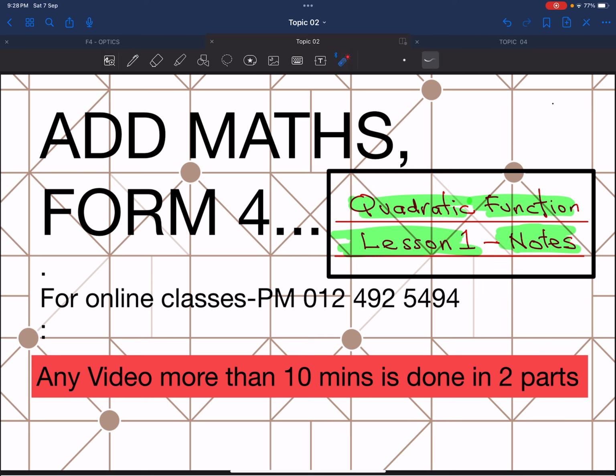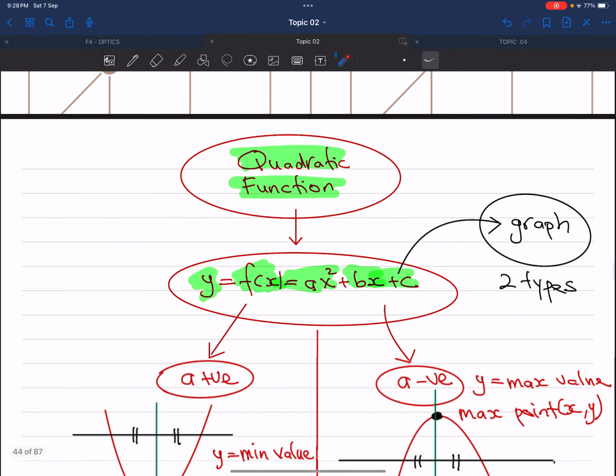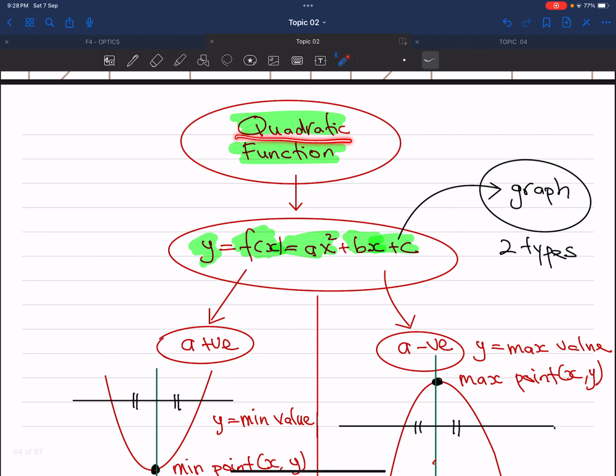Today's lesson, quadratic function. In lesson 1, regarding notes. The quadratic function has the shape y or f(x) equals ax squared plus bx plus c.